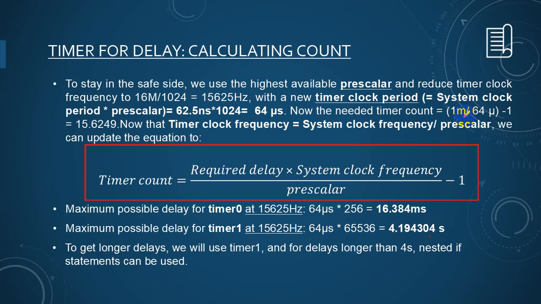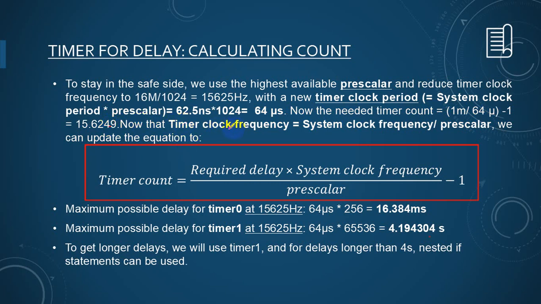1 millisecond divided by 64 microsecond minus 1 equal to 15,625, I think, around. It comes. You can use that calculator, okay? There's a decimal point over here. You can use the calculator.